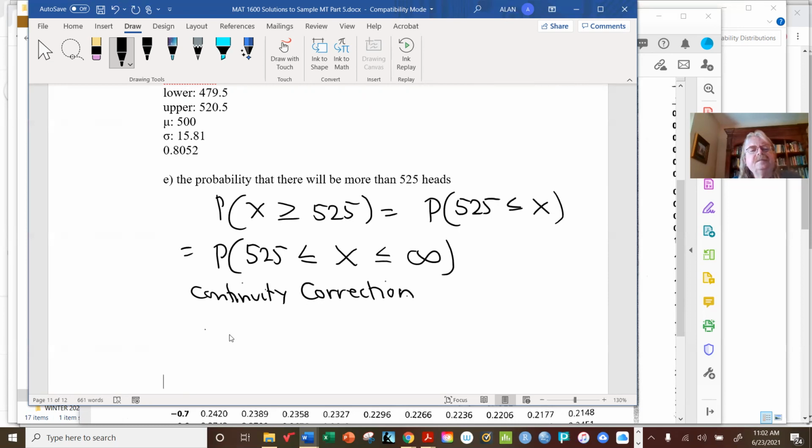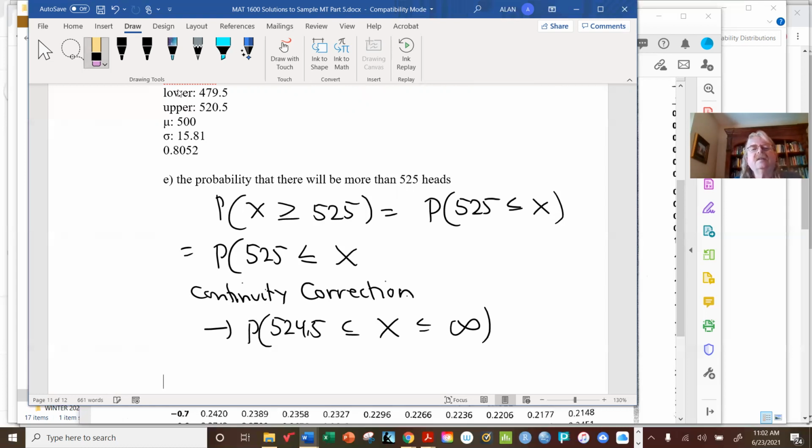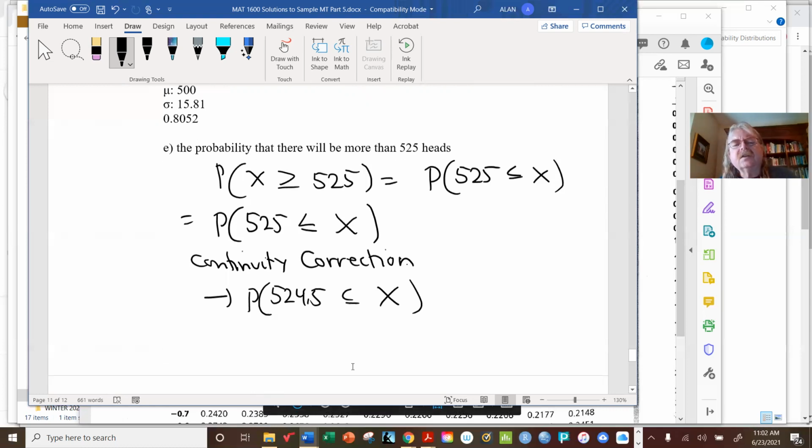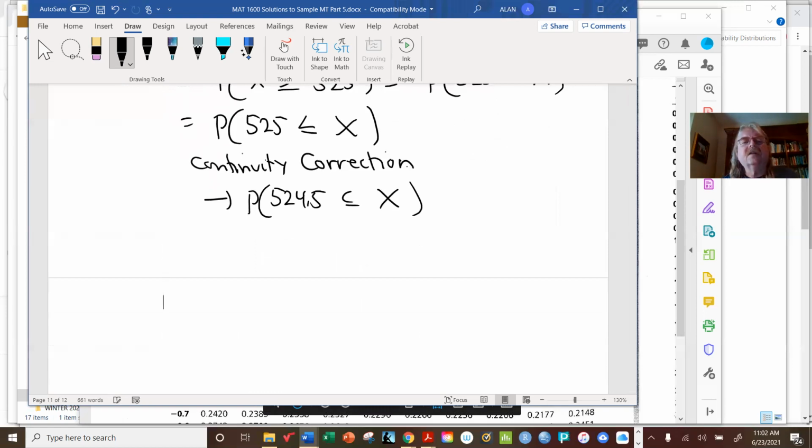So let's do it this way. Let's call that 524.5 up to infinity. Or you don't even have to write the infinity. In fact, let's just leave that out for now. This is what we really need. And so what we're going to do is convert this. It's understood that the upper limit is infinity when we convert it to the standard normal form anyway.